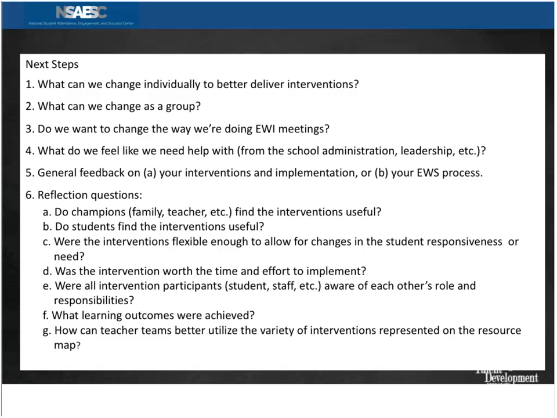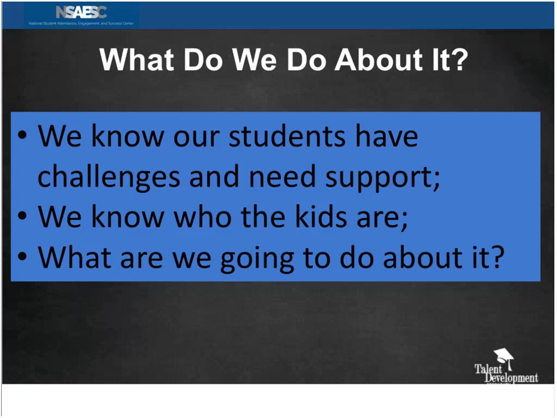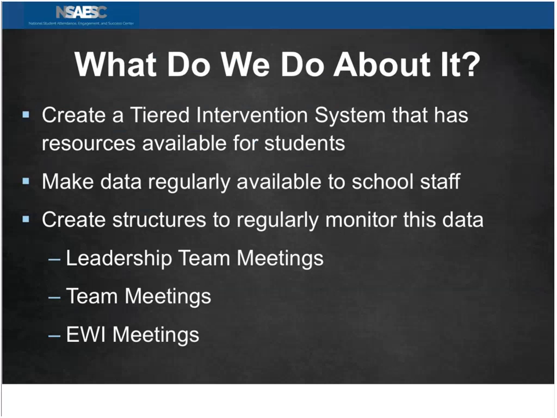So what I've just gone through is an overview of an intervention review process. And what I want you to consider and take away is, what do we do about it? Now that we've had this information, what are we going to focus on? What are we going to do about it? And here are a few things to consider when putting the next steps into action. We know our students have challenges and need support. We know who those kids are. What are we going to do about it?